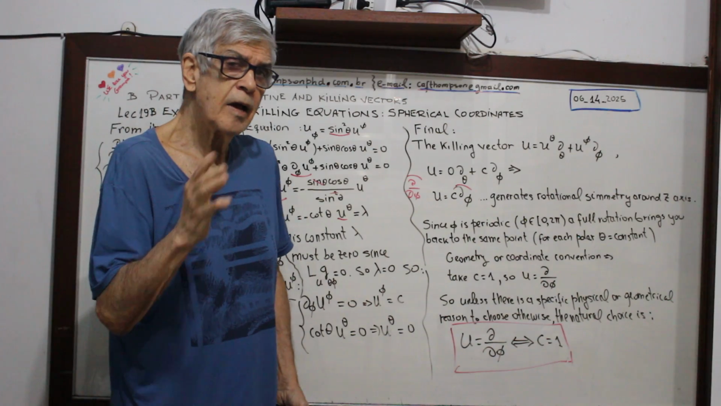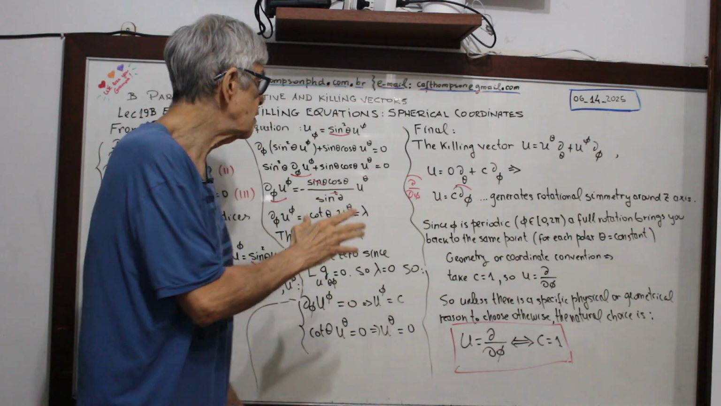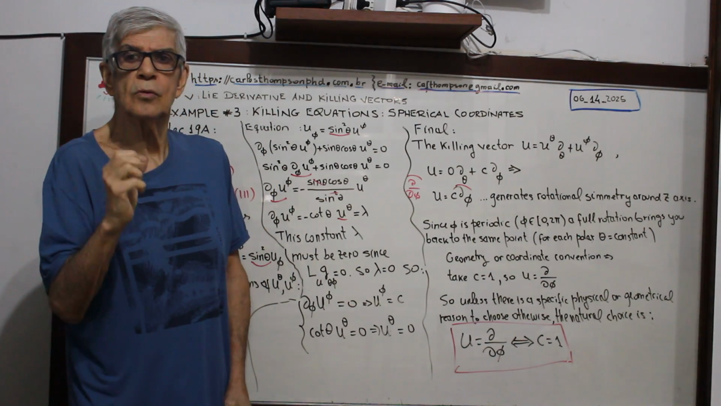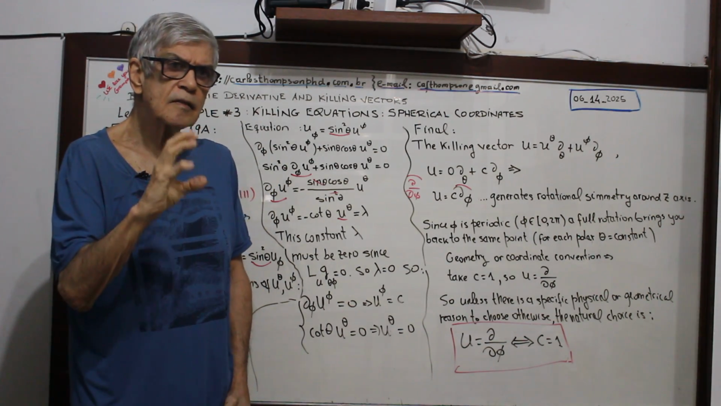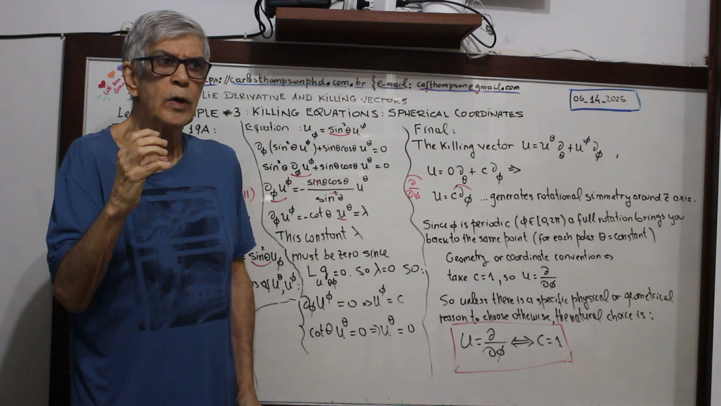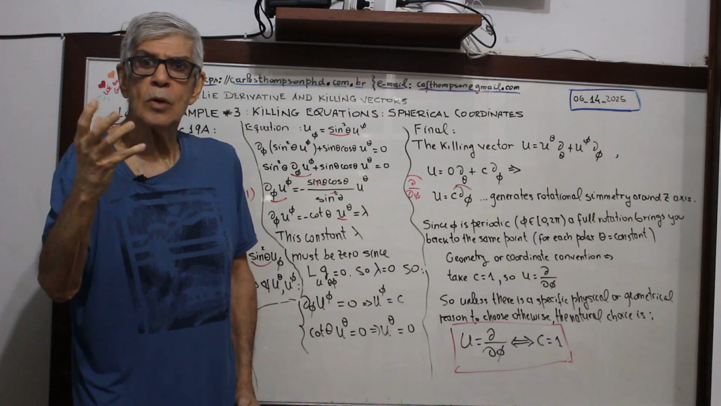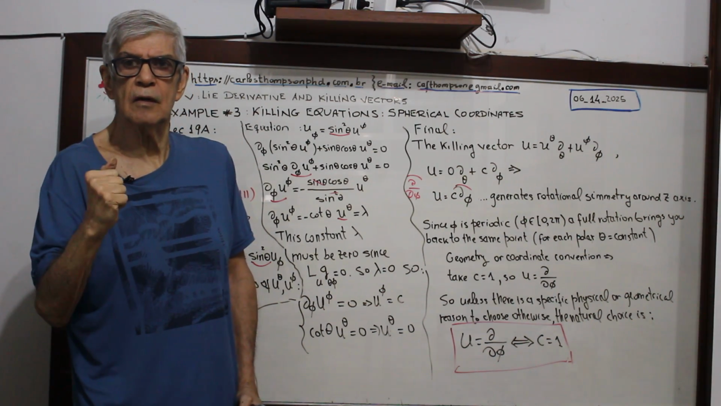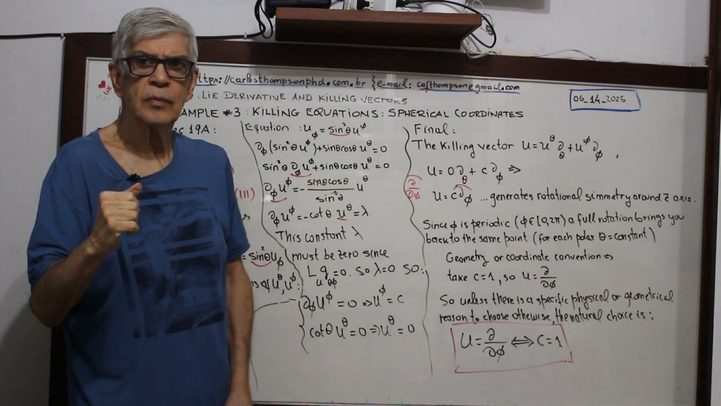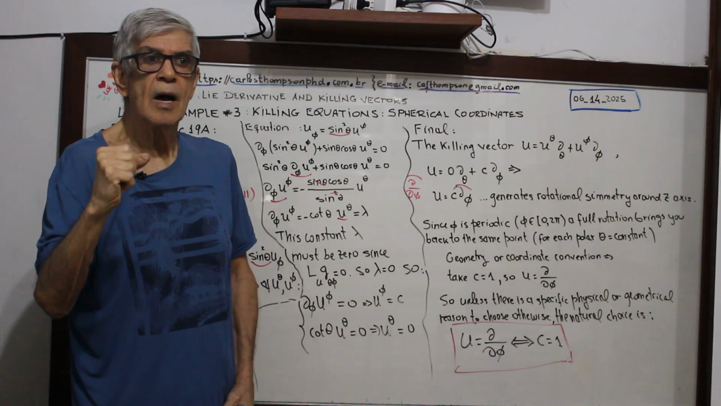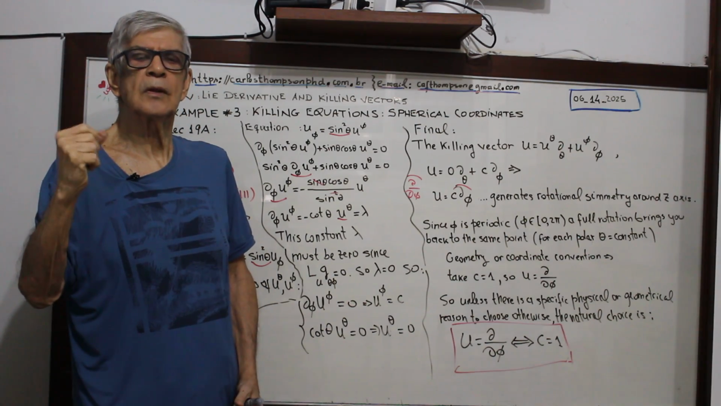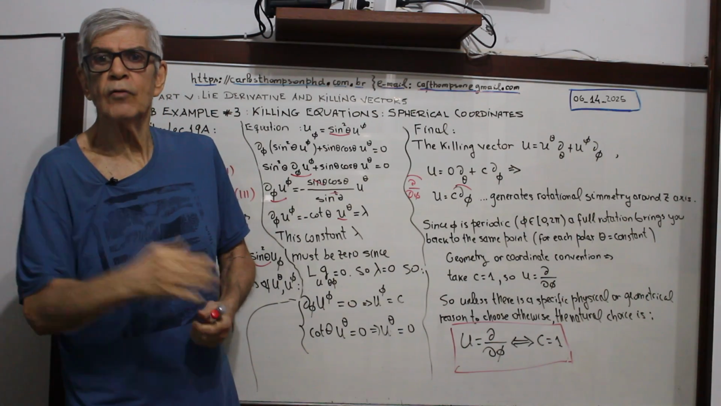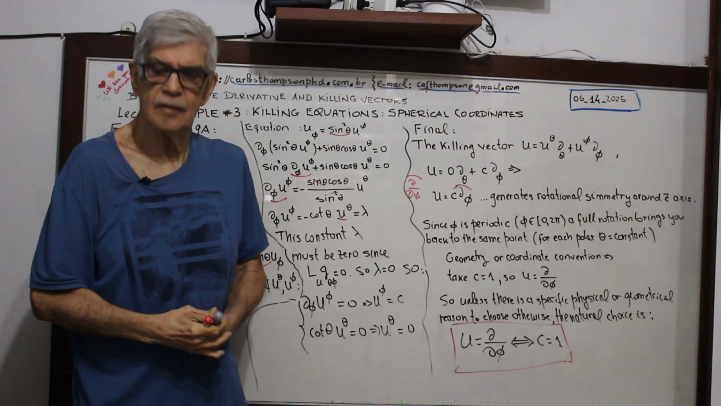I emphasize that example 3 is different from examples 1 and 2. Why? Because in examples 1 and 2, the goal was to verify if a given vector is a Killing vector. This one is just the opposite. I want to find the Killing vector. It's different, so I have to solve a differential equation. That's it.